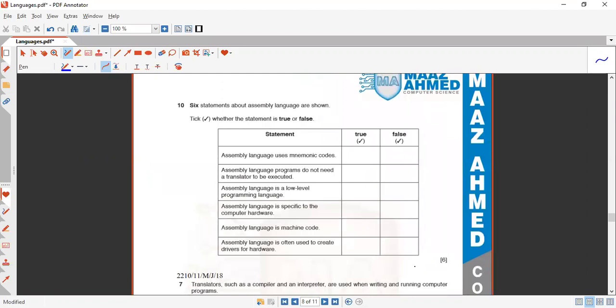Six statements about the assembly language are shown. Assembly language uses mnemonic codes. True or false? Just hold on, guys. True. Assembly language programs do not need a translator to be executed. True or false? False. Very good.